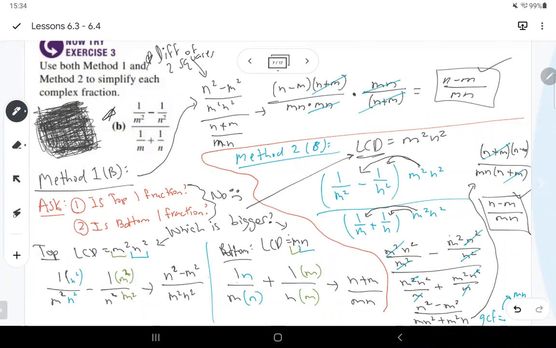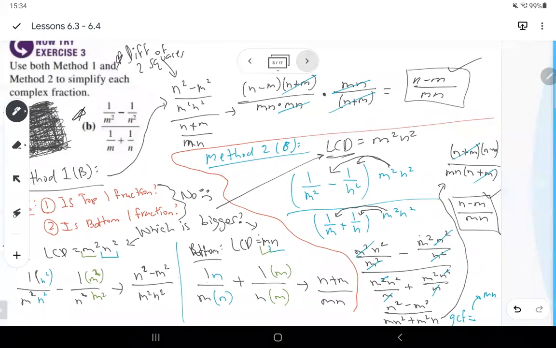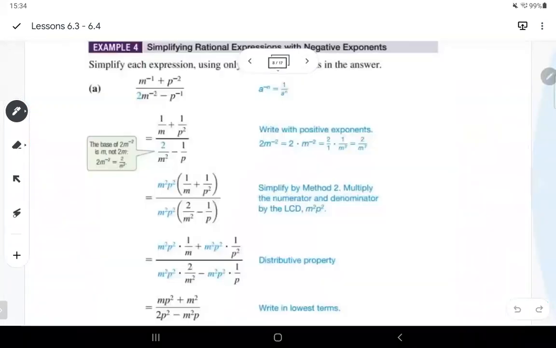And those match. So very confusing, but totally possible problem. Again, if you need to rewrite it, you can.